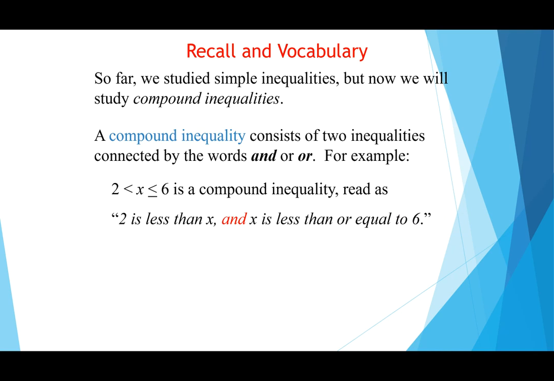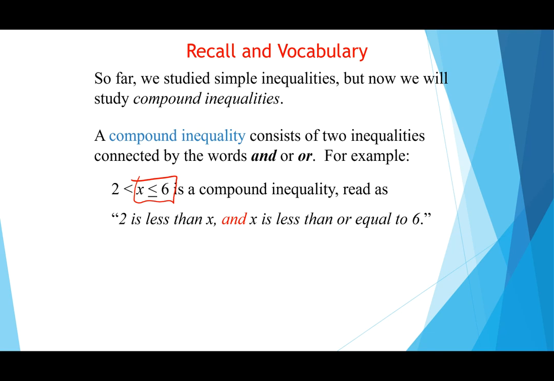So, for example, this right here is what a compound inequality looks like. It's 2 is less than x, less than or equal to 6. So you can see the two inequalities kind of put together. You have that one right there, the 2 is less than x. And you at the same time have x less than or equal to 6. So you're saying those two things at the same time.